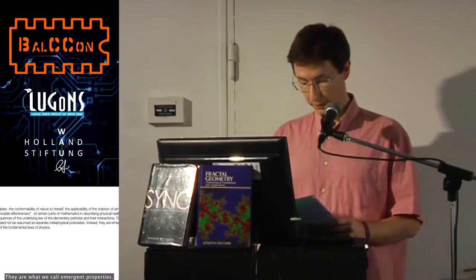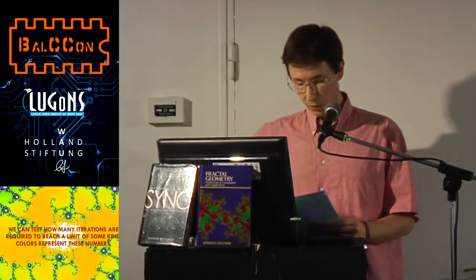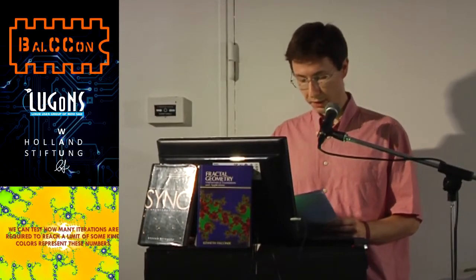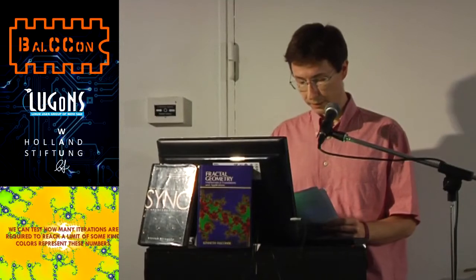Now, we can test how many iterations are required to reach a limit of some kind. Colors shown here represent these numbers. The most famous chaotic landscapes that you see here are Julia fractals. They arise from testing each individual point of the plane. We test a coordinate as input parameter in a map equation and iterate it to see how fast the given map reaches the limit we have set. The colors are assigned to the coordinates according to the number of cycles that it takes to reach that limit.